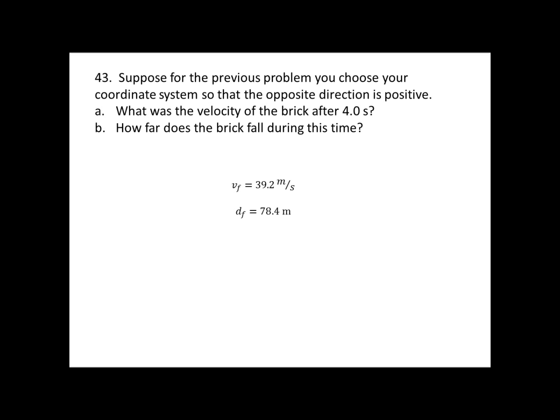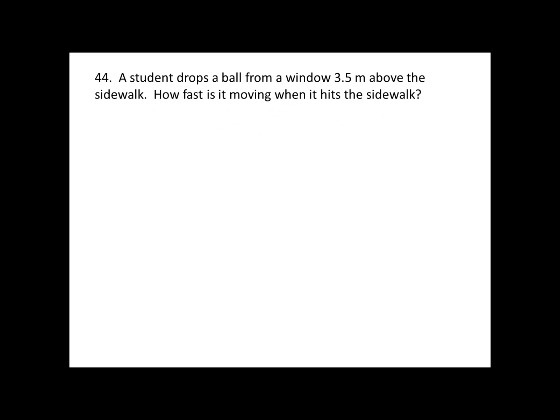I've already done the math to find the final velocity. I just dropped that negative. The final velocity is 39.2 meters per second. And when I do my calculation for the final displacement, again, that negative just goes away. So don't redo work if you don't have to. Alright, let's move on to number 44.